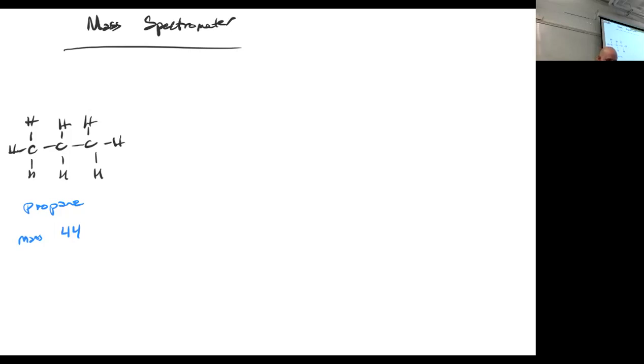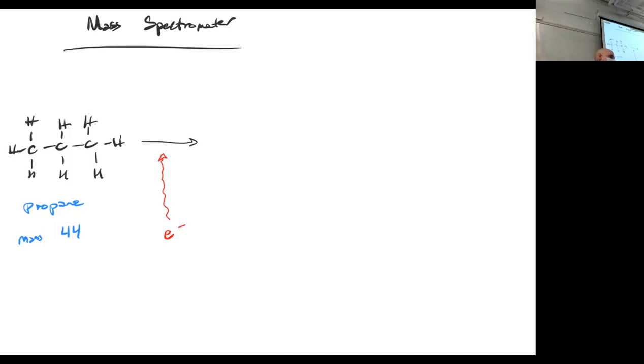So in general, again, this is very, very, very surface level how things work. What we do in a mass spec is we bombard our molecule with high energy electrons. What electrons would like more than anything else is to be paired up.